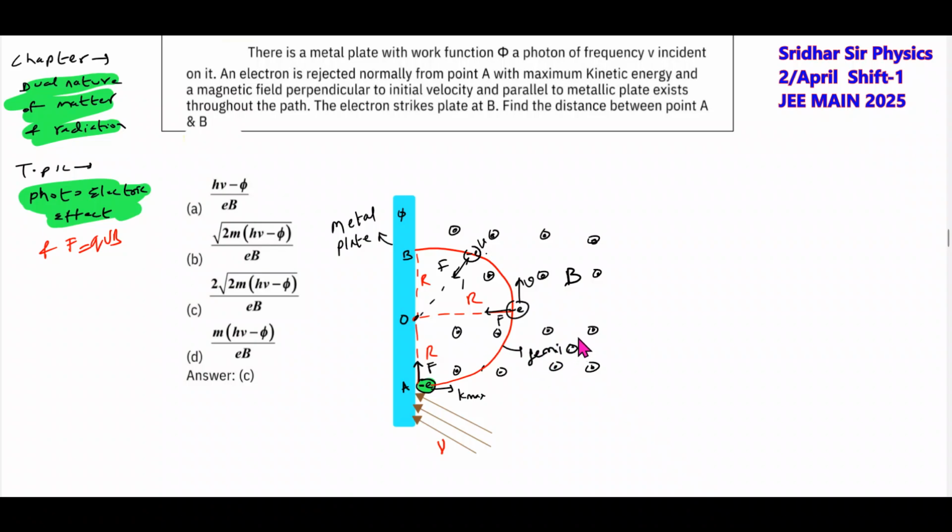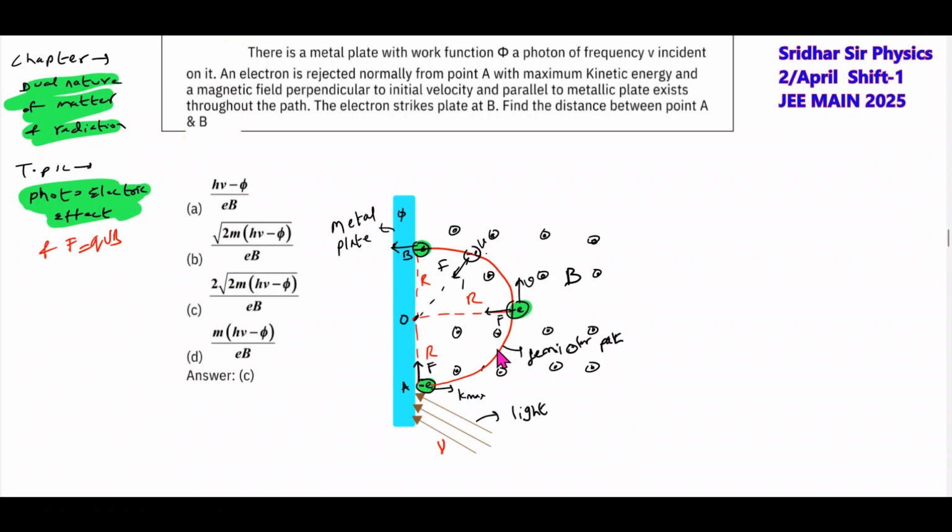In exam, you can't draw all these things. You have to directly imagine the situation. Then the electron will come and strike the plate at B. So it is ejected here. This is the incident light. This incident light will come and strike at this point. It will move here. So this is the electron I'm showing. It will go like this and will strike here. It's asking this distance AB. Distance AB is what? 2r.